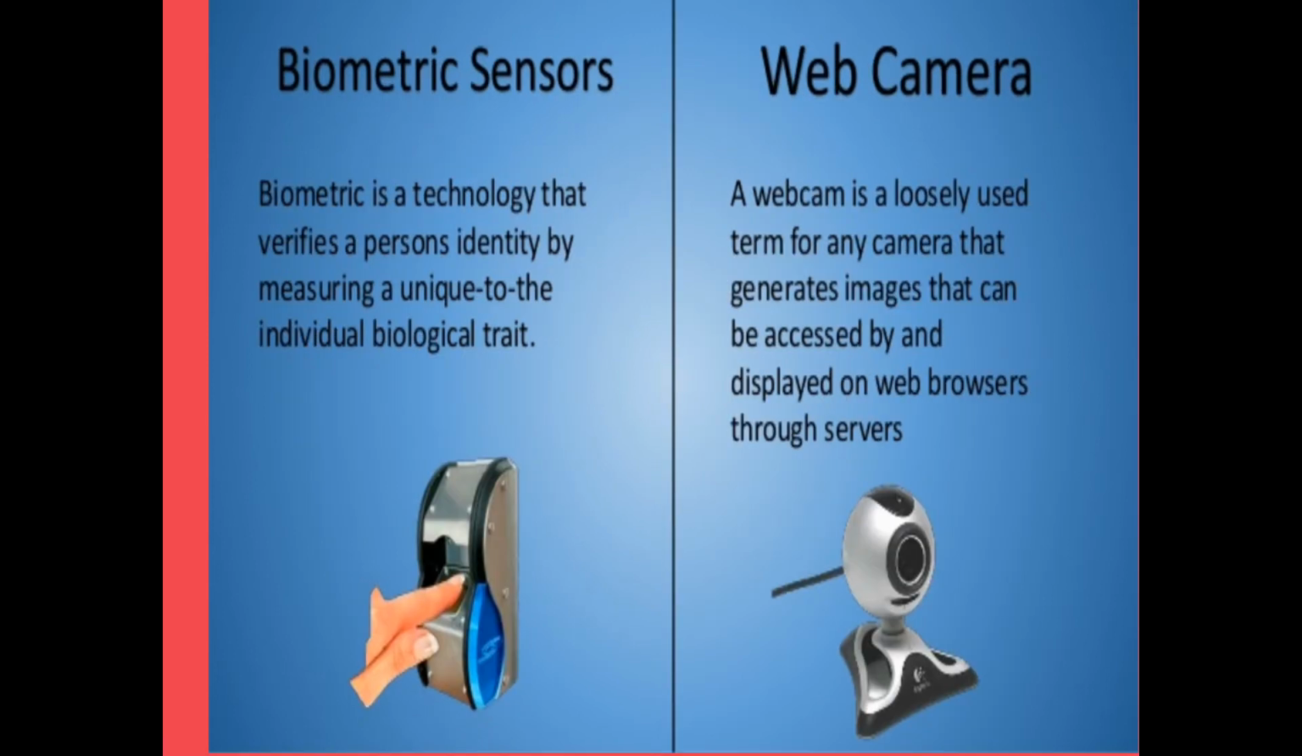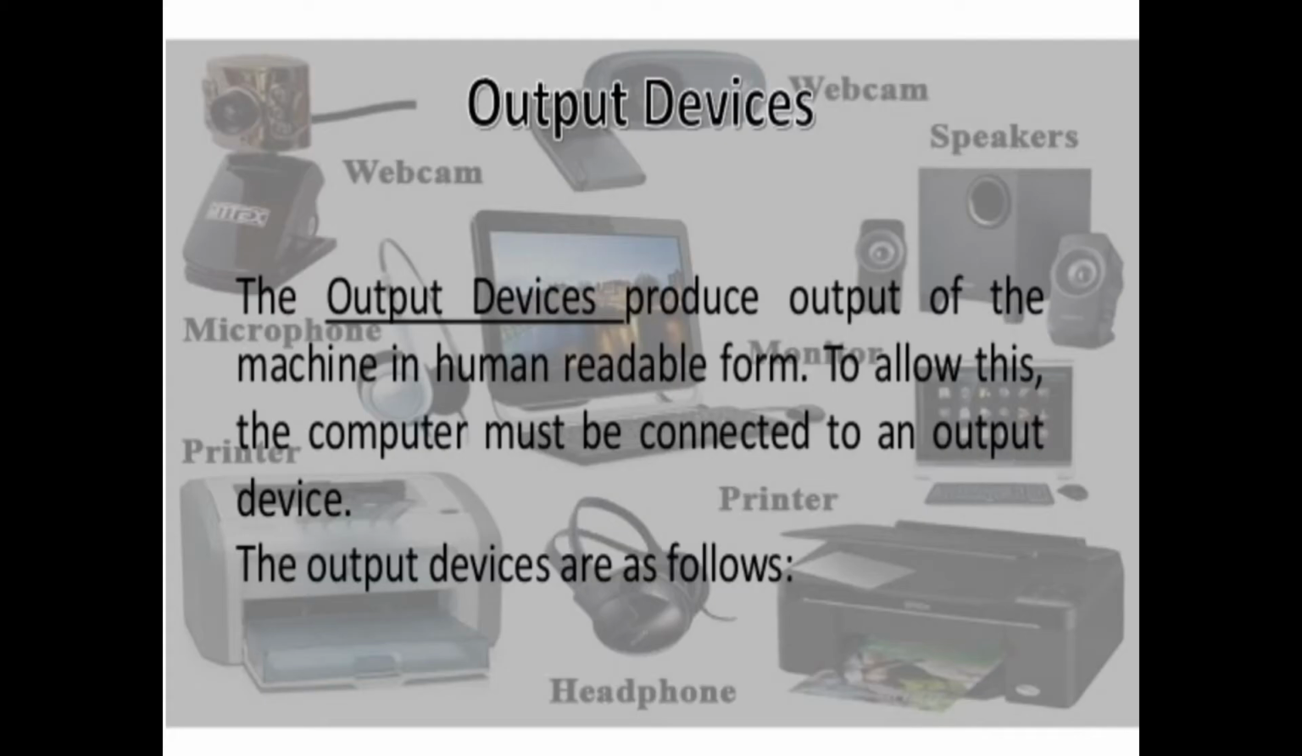Then the biometric sensor is also an input device. Biometric is a technology that verifies a person's identity by measuring biological traits unique to the individual. Web camera. A webcam is a loosely used term for any camera that generates images that can be accessed by and displayed on web browsers through servers.